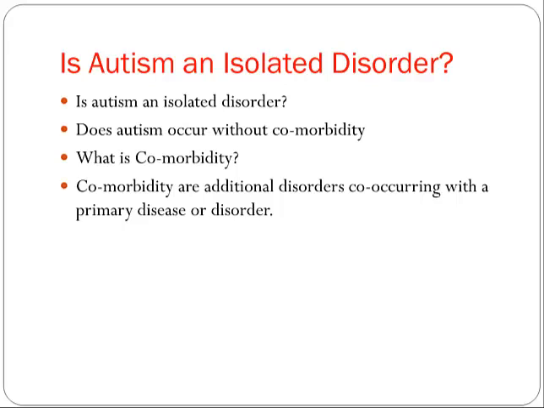Is autism an isolated disorder? Does autism occur without comorbidity? Well, first we have to understand what comorbidity is. Comorbidity or comorbid conditions are additional disorders co-occurring with the primary disease or disorder. So let's take an example of that.